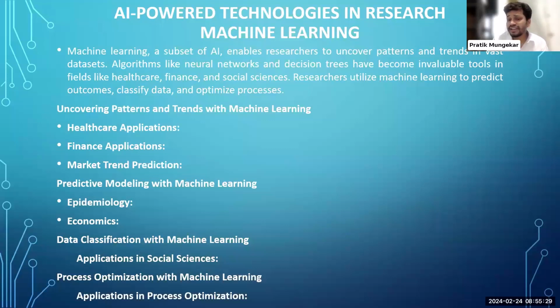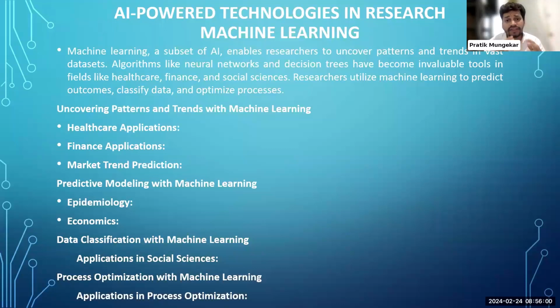So now, machine learning is a fundamental subset of artificial intelligence that has opened up new dimensions in research across various domains. Researchers have harnessed the power of machine learning algorithms such as neural networks and decision trees to extract valuable insights from extensive data sets, revolutionizing the research process. In particular, we will explore the applications and impacts of machine learning in different fields.